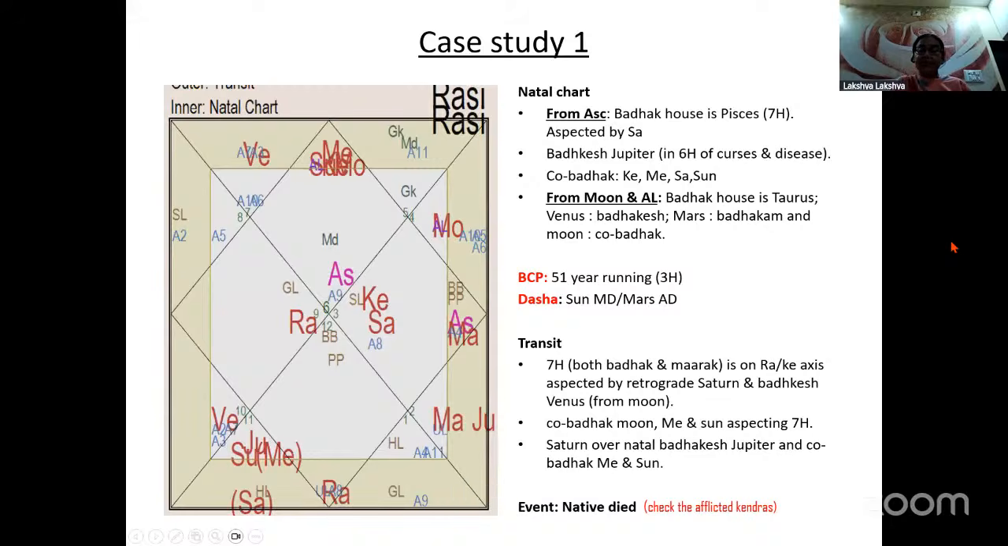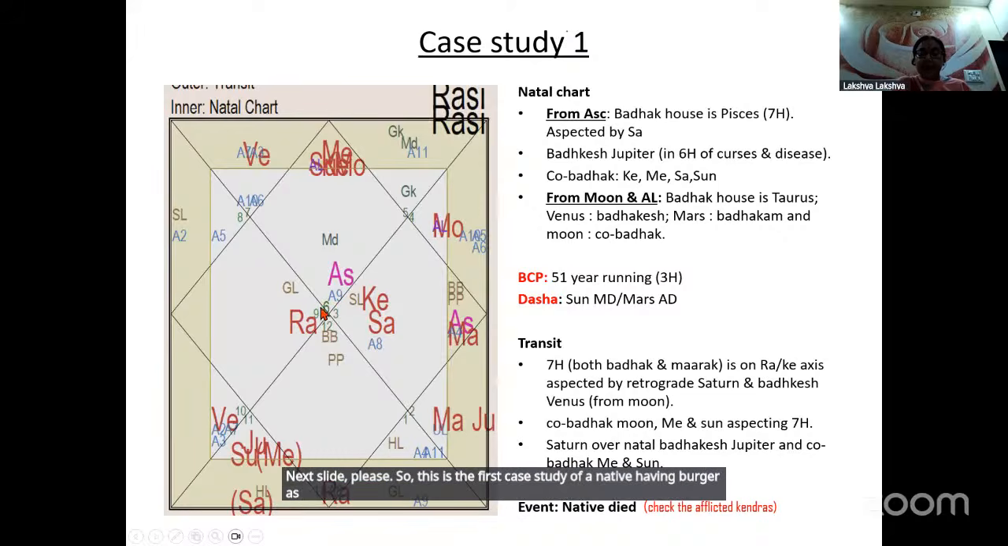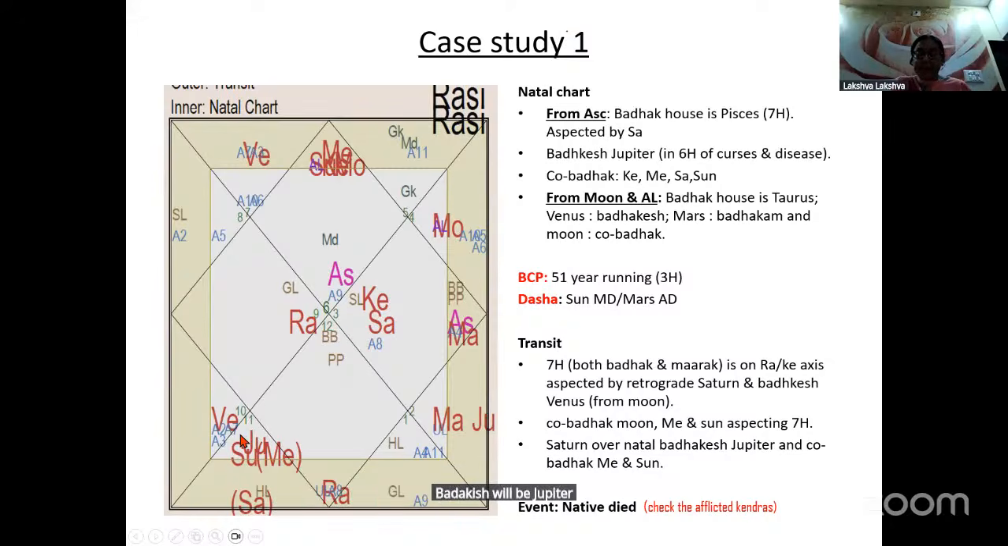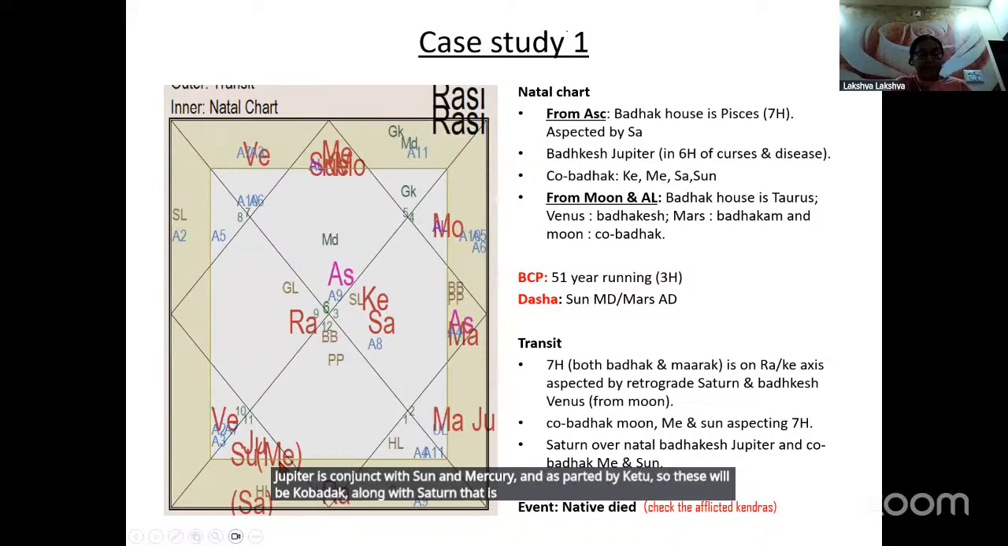So this is the first case study of a native having Virgo ascendant. Being the dual sign, Badhak house is the seventh house of Pisces, which is aspected by Saturn. Badhakesh will be Jupiter, that is Saturn's conjunct. Jupiter is conjunct with Sun and Mercury and aspected by Ketu. So these will be co-Badhak along with Saturn that is aspecting the Badhak house.